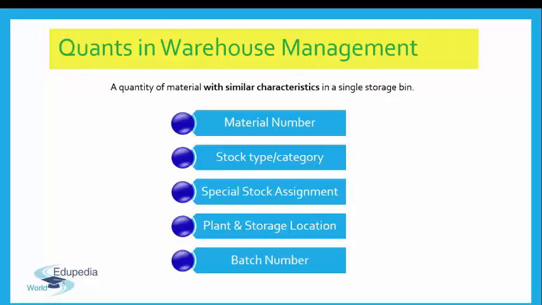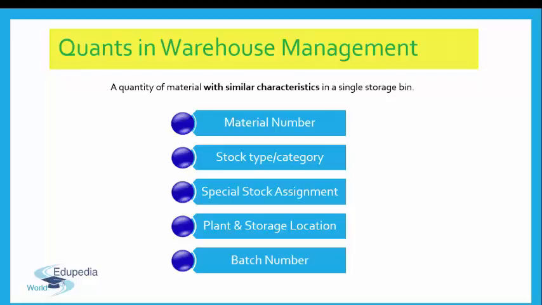Some say a quant is simply a quantity of a particular material, which is true to a certain extent, but in this case, we need to realize that with quants in warehouse management, we are referring to a quantity of a particular material with similar characteristics in a single storage bin. So there may be a quantity of the same material in a bin that has two separate batch numbers, for example. In that situation, we would actually have two separate quants in that bin.